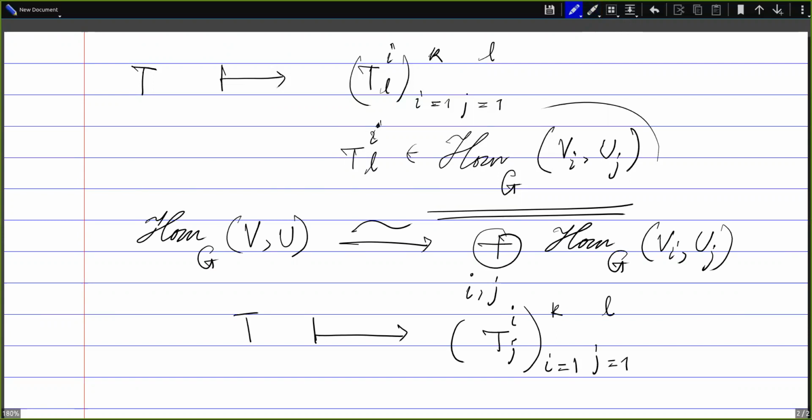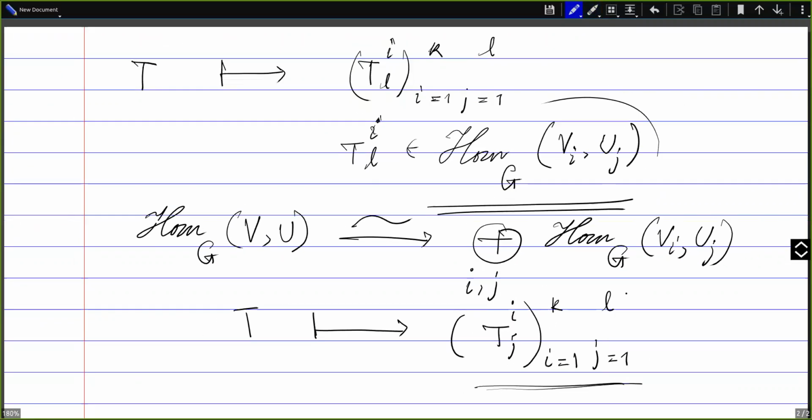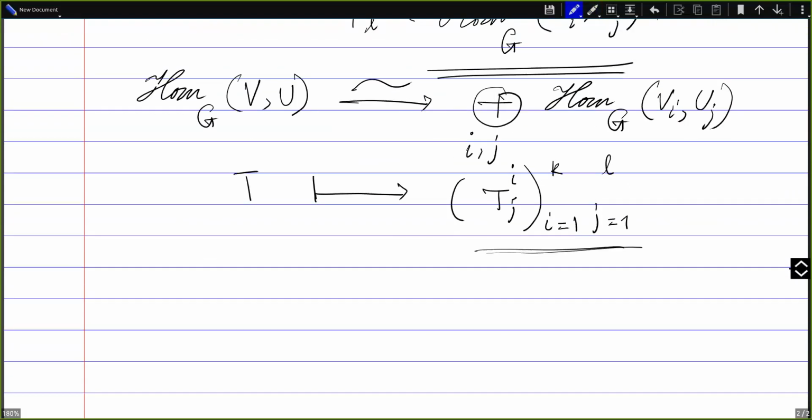So given a T, I get a collection of maps like this. And whenever I have been given a collection like this, from that I can easily reconstruct T, because the reconstruction is very easy. For example, suppose you fix i, then Tj is a map from Vi to Uj. So as I said, first fix i.